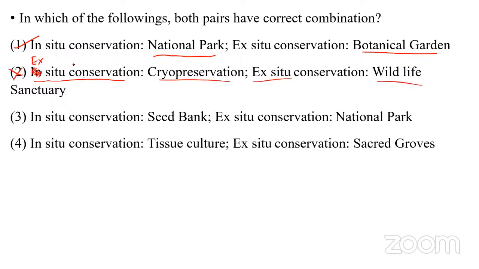Ex-situ conservation, wildlife sanctuary is correct, but this part is not correct in this. Third question, in-situ conservation, seed bank is not correct. Seed bank is an example for ex-situ conservation, wherein because of genetic erosion, people try to conserve and preserve the seeds. Ex-situ conservation, national park is again not correct. National park is an example for in-situ conservation. In-situ conservation, tissue culture, not correct. Tissue culture is an example for ex-situ conservation. Ex-situ conservation, sacred grove, not correct. It should be in-situ conservation. So the answer for this question should be the first one. That is, in-situ conservation is national park and ex-situ conservation is botanical garden or zoological park.